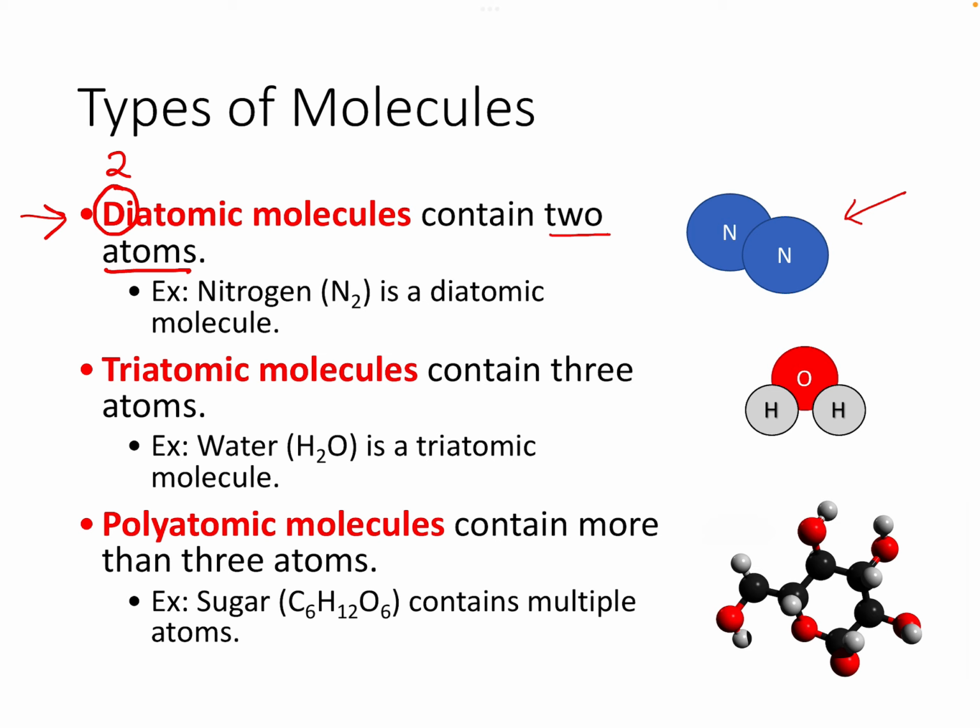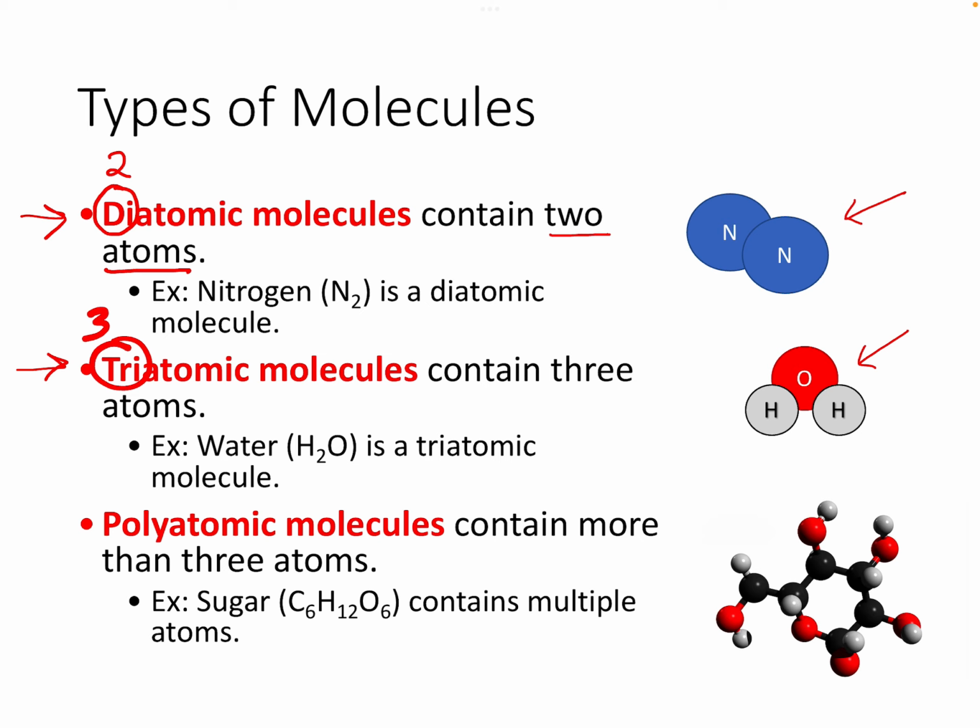But then let's say we have something like water, which is H2O. So that contains 3 atoms, 2 hydrogens and 1 oxygen, so 3 atoms total. That would be called a triatomic molecule, where tri means 3. And then we get into molecules that have more than 3 atoms.